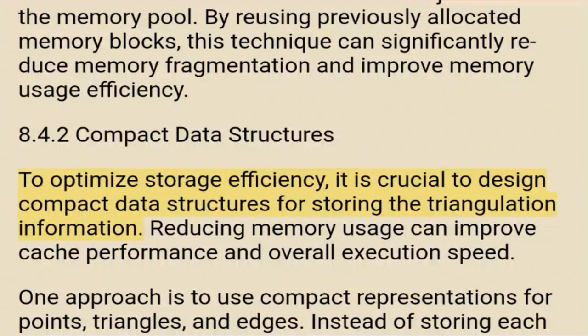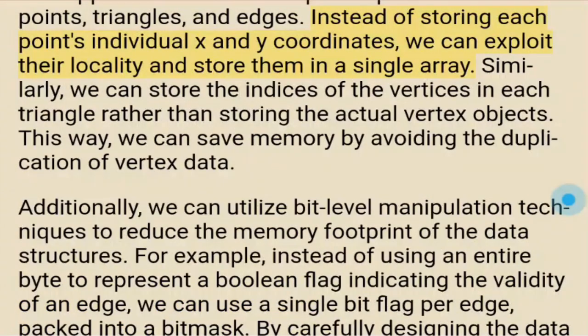To optimize storage efficiency, it is crucial to design compact data structures for storing the triangulation information. Reducing memory usage can improve cache performance and overall execution speed. One approach is to use compact representations for points, triangles, and edges. Instead of storing each point's individual x and y coordinates, we can exploit their locality and store them in a single array. Similarly, we can store the indices of the vertices in each triangle rather than storing the actual vertex objects. This way, we can save memory by avoiding the duplication of vertex data.